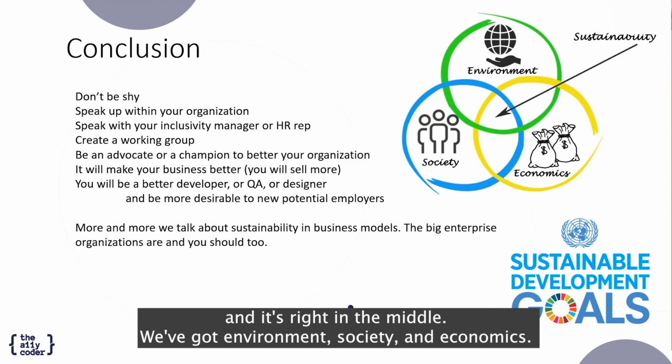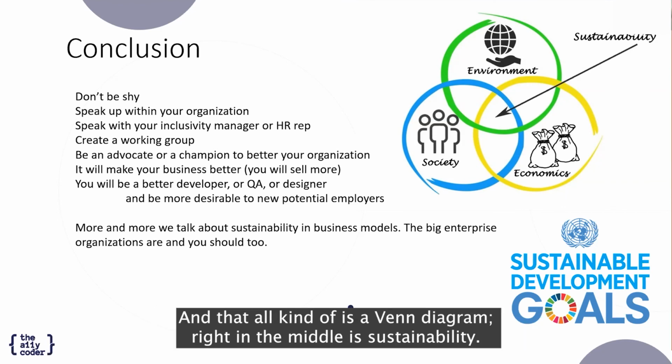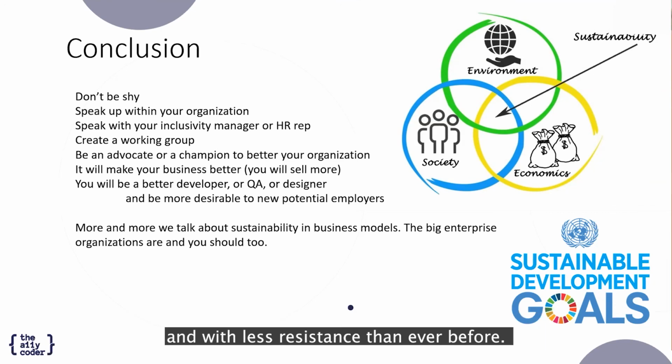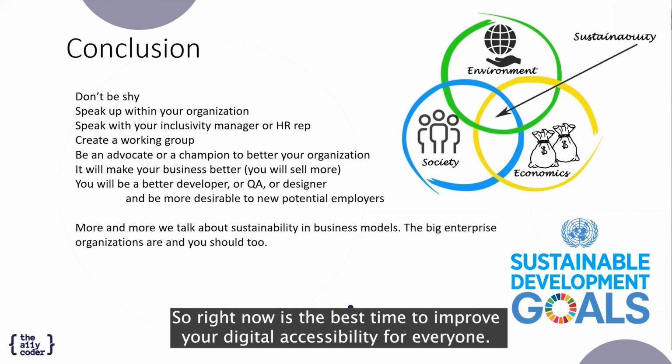And it's right in the middle. We've got environment, society, and economics. And that all kind of is a Venn diagram. Right in the middle is sustainability. And what's amazing is that in 2021, I have spoken to more organizations than ever before, and with less resistance than ever before. So right now is the best time to improve your digital accessibility for everyone.